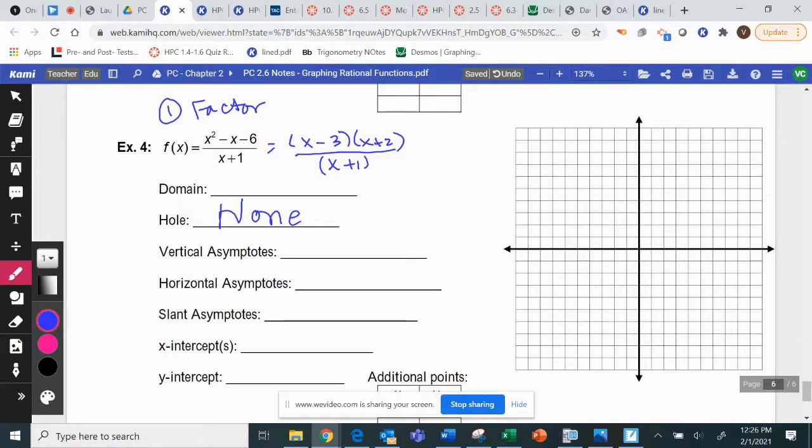My vertical asymptote is going to come from the denominator. X plus 1 equals 0. So we have x equals negative 1 for our vertical asymptote. And then that's also going to help determine our domain. We're going to go from negative infinity to negative 1, union, negative 1 to infinity.